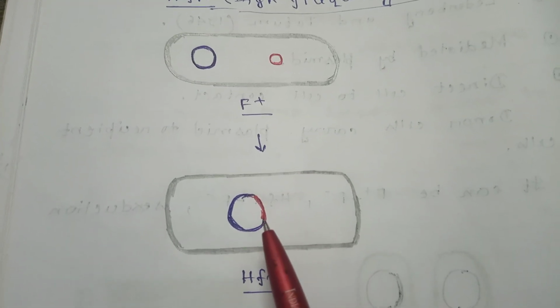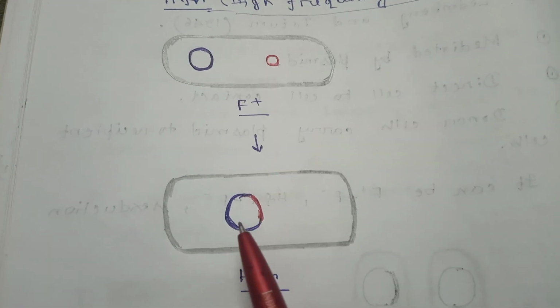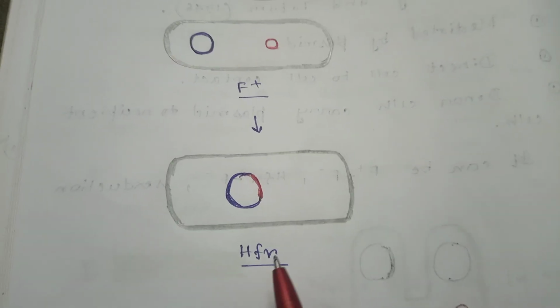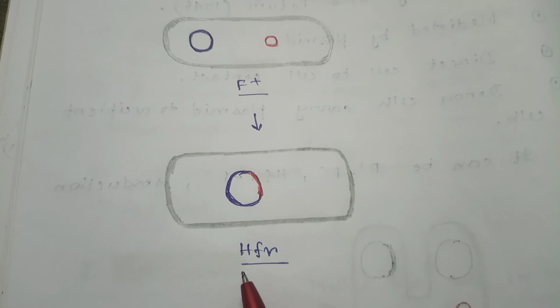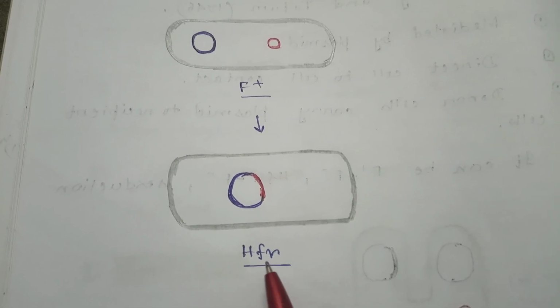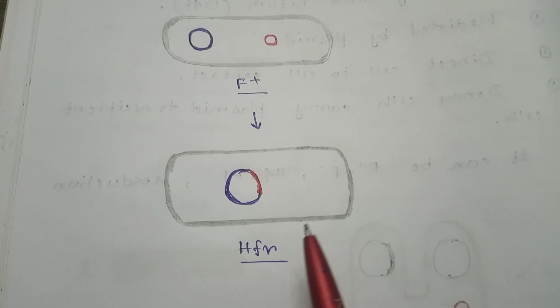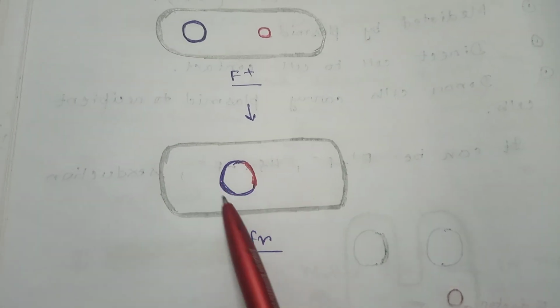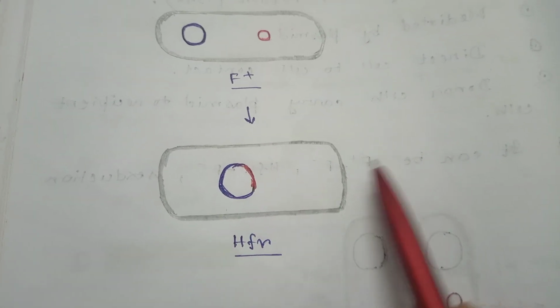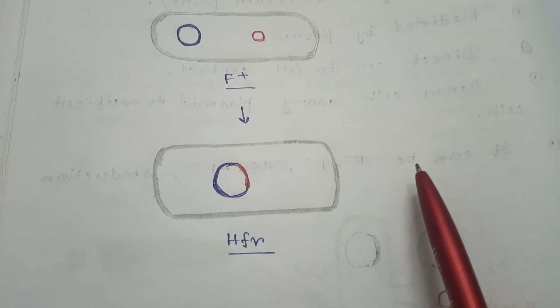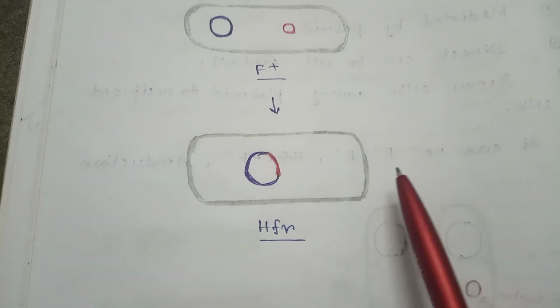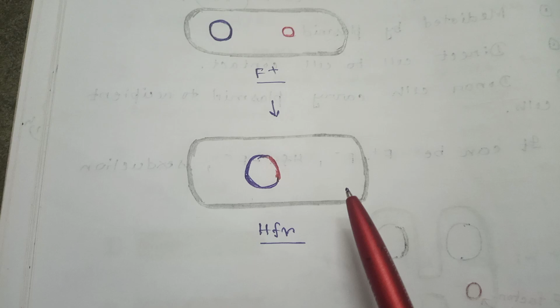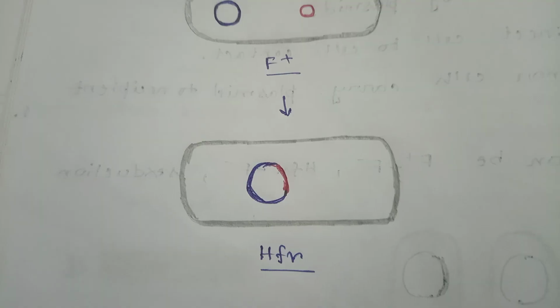The F factor is getting inserted in the main chromosome, so then we can call it Hfr. Now suppose you have learned about the F plus F minus. If this Hfr is going to have conjugation with F minus, it will create a copy and it will be transferred to the F minus. That type of conjugation we can call Hfr F minus conjugation. Okay. Now what happened?